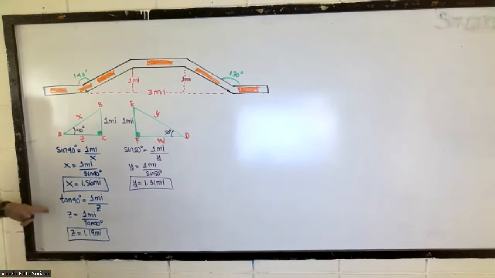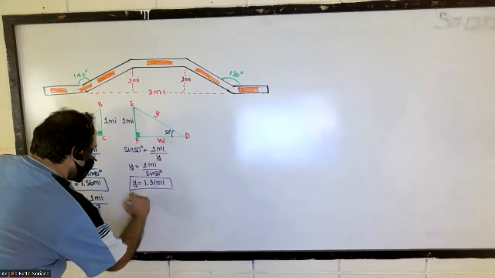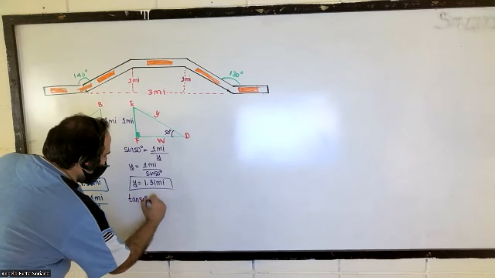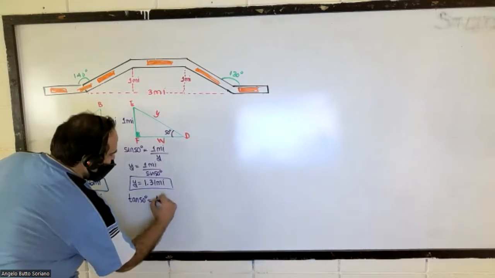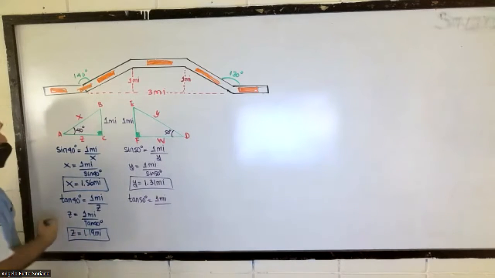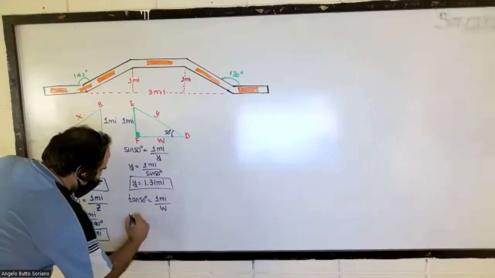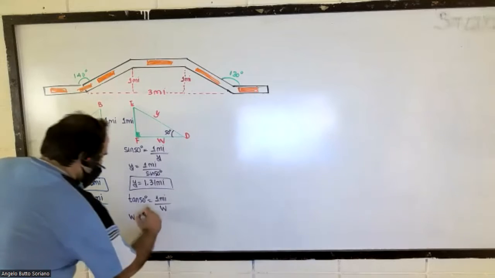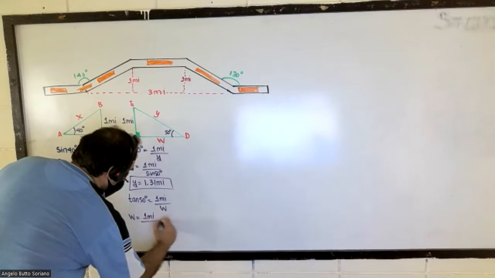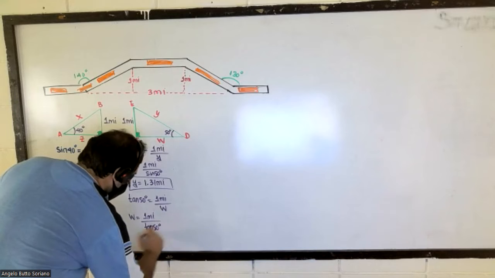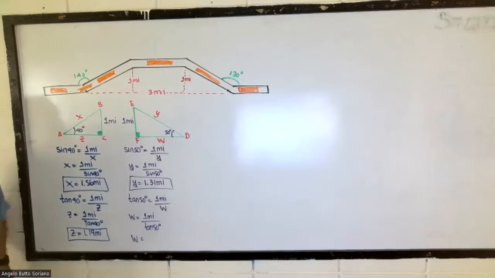Excellent. Now, how about with W? We can use the same tangent if you wish, but this is not the only way. If you wish, you can use cosine 50. But let's go to working with tangent. Tangent 50 degrees will be equal to opposite, 1 mile, over adjacent, W. So W will be equal to 1 mile over tangent 50 degrees. Okay? 1 over tangent 50.